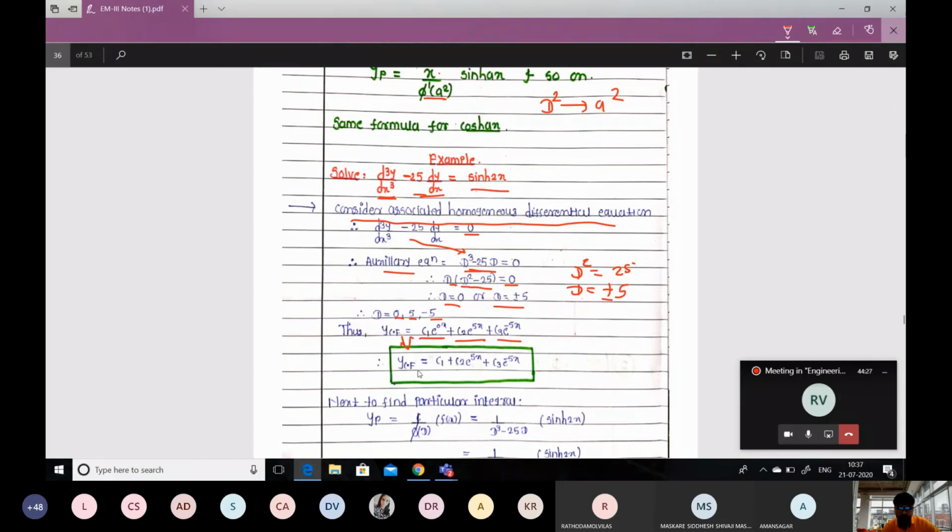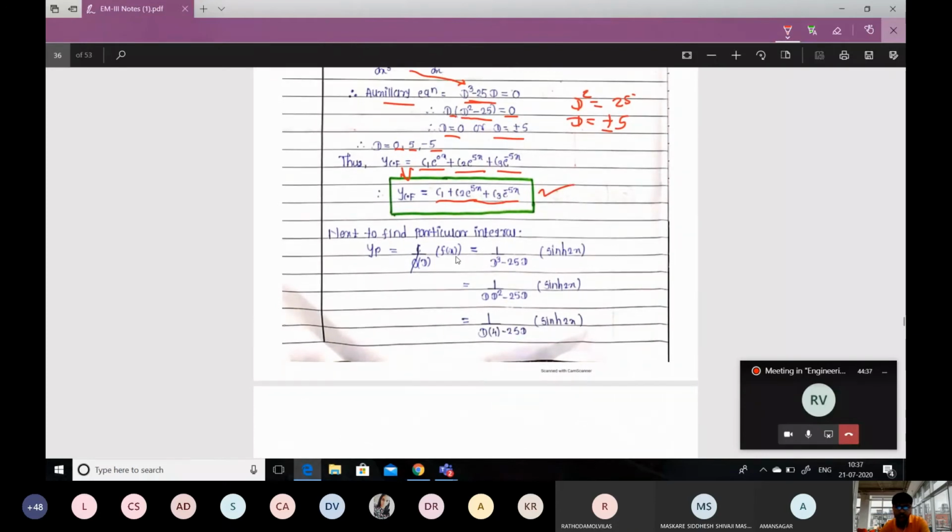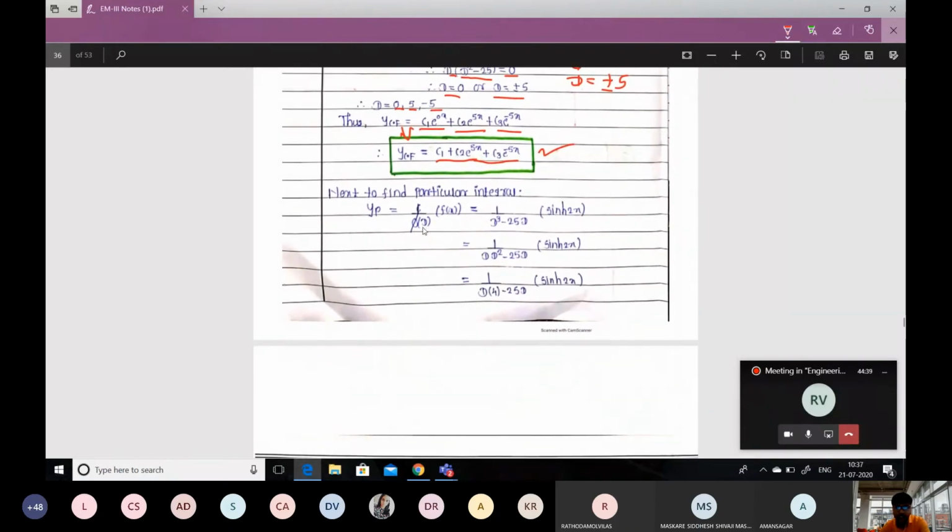So we get yCF as c1 plus c2 e to the power 5x plus c3 e to the power minus 5x. Now in this case, we got yCF, we need to find yP. So I'm just considering yP is equal to 1 upon phi of D times f of x. What is that phi of D? The auxiliary equation, which is D cube minus 25D. Up to this, the process is the same. No change in the process.